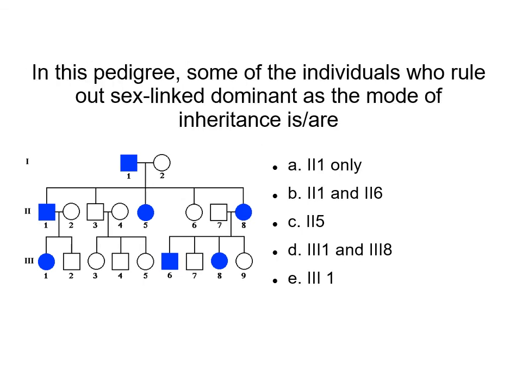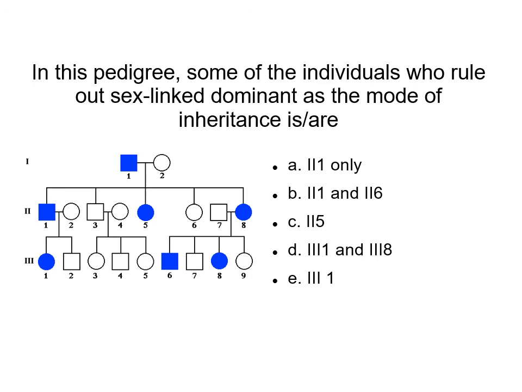Okay, in this pedigree, which individual or individuals rule out sex-linked dominant as a mode of inheritance? Let's look at 2-1. All right, 2-1 inherited this trait from his father, right? And we know that he does not get his X chromosome from his father. He got his Y from his father. So this is a pattern that's inconsistent with sex-linked dominance. He can't inherit his father's X.